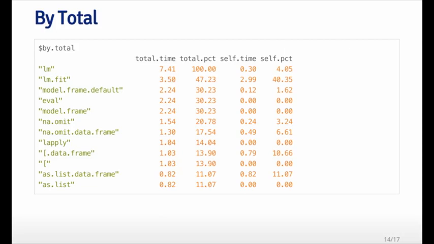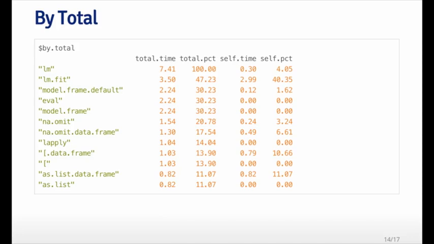So here's an example of some output in the by.total format, and you can see very clearly at the very top that 100% of the time is spent in the LM function. The total time was 7.41 seconds for this run. And all of it was spent in LM, of course, because LM was the top level function. The second place winner was the lm.fit function. I mentioned lm.fit is where a lot of the computation occurs, and that was 3.5 seconds, so about half of the time was in that function.